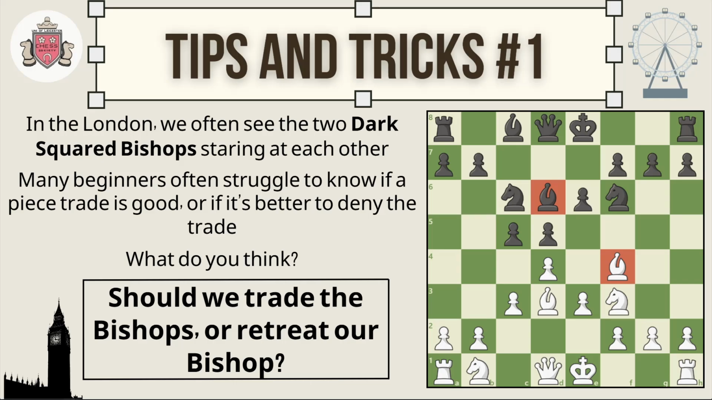So we have this position on the right, and if you notice, the 2 dark squared bishops are staring at each other. In a lot of beginner games, you tend to struggle with realizing when to trade your pieces or when to retreat them, and this is a really good example. Do we trade the dark square bishops, or do we retreat? What do you guys think?